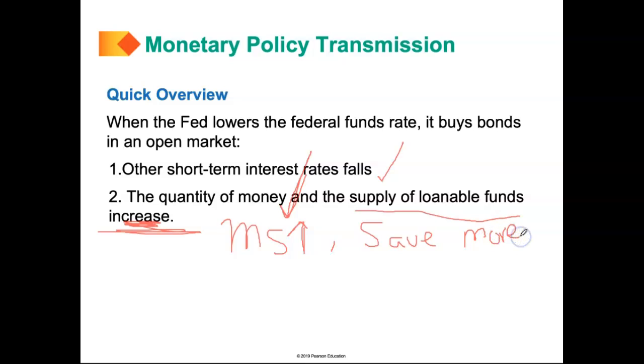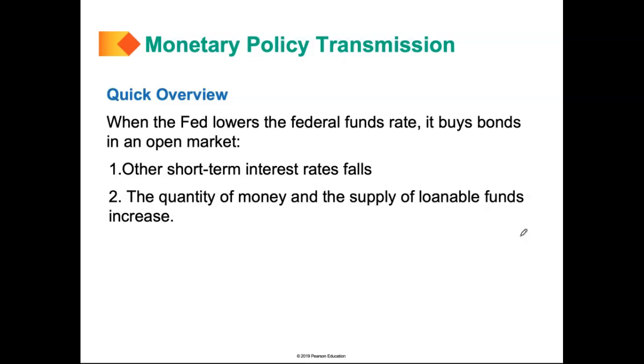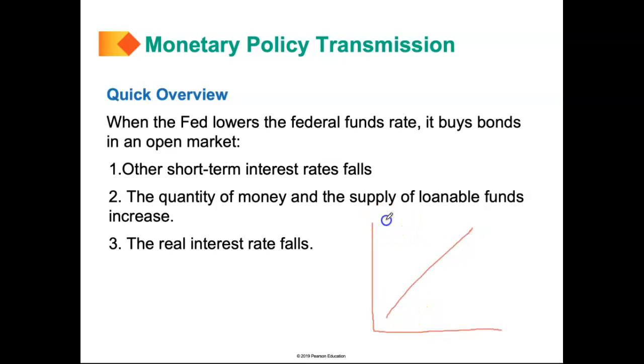Now, if there's more money supply and people feel wealthy and save more money, and the supply of loanable funds increases, the real interest rate will fall. You're probably wondering to yourself, how will the real interest rate fall? Well, remember the loanable funds market. We have demand for loanable funds, and we have supply of loanable funds. We have the real interest rate, and we have loanable funds over here.